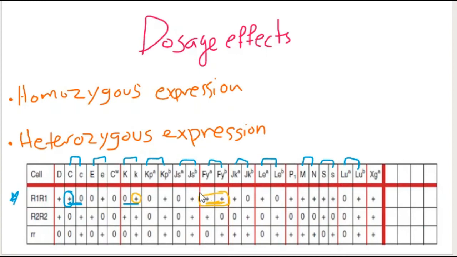So if the antigen is homozygously expressed like big C here, that means the number of big C copies is very high compared with heterozygote expression. So if a cell has only big C, that means there are many copies on the cell.